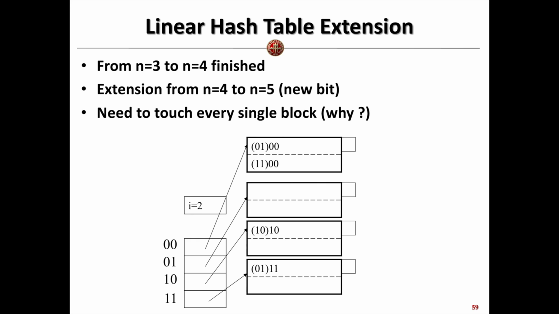Then we introduced the linear hash table in this part. We can grow the hash table in the horizontal way by introducing overflow blocks, and we can also grow it in the vertical way by increasing the number i. Each time, no matter which dimension we grow the hash table in, the linear hash table introduces only one single new block or new bucket.